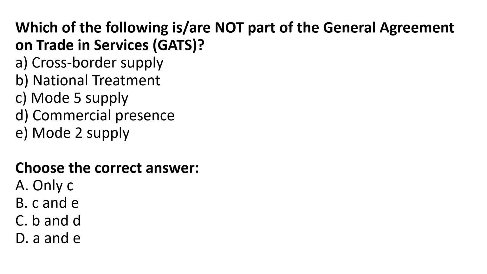Now let's move to the next question. Which of the following is or are not part of the GATS, that means General Agreement on Trade in Services? First you need to understand the question. It is asking what is not part of the General Agreement on Trade in Services. Options are cross-border supply, national treatment, mode 5 supply, commercial presence and mode 2 supply. Now you must be wondering what is mode 5 supply and mode 2 supply. I'll explain after announcing the answer.